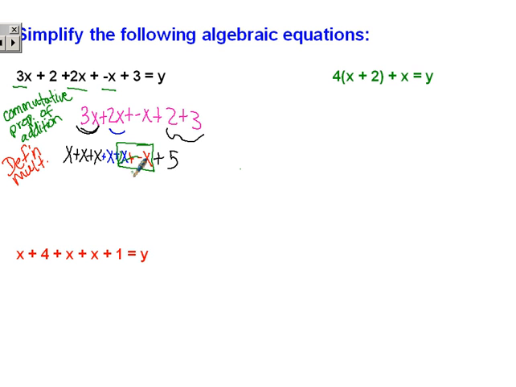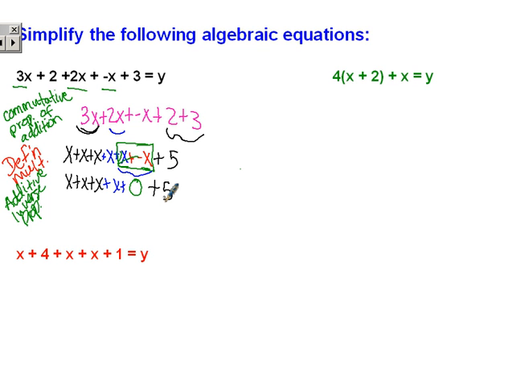What it's called when you add a number and its opposite and get 0, that is called the additive inverse property. And what that says is that any number added to its inverse or opposite will always give you 0. So now I have x plus x still there. I still have that x. This all became 0. And I still have plus 5.